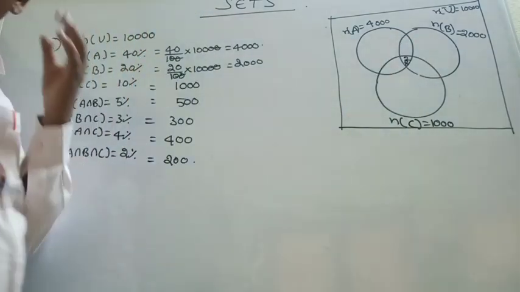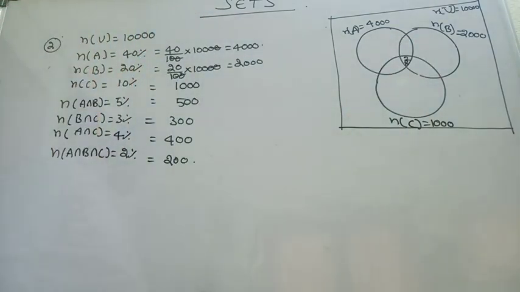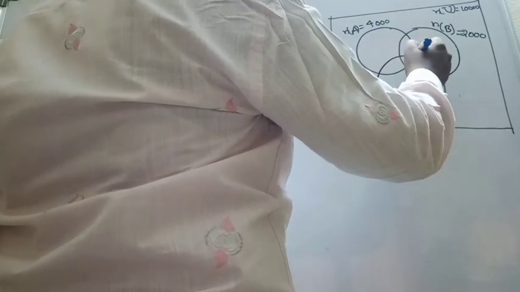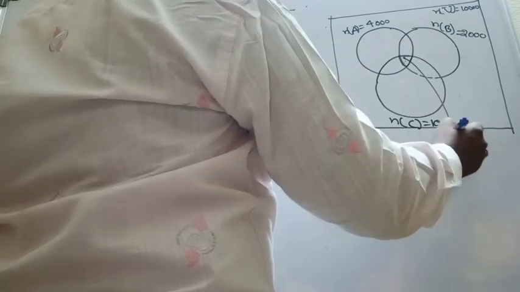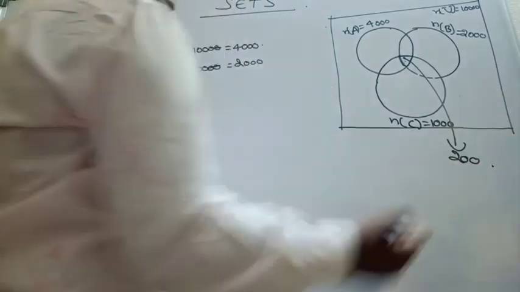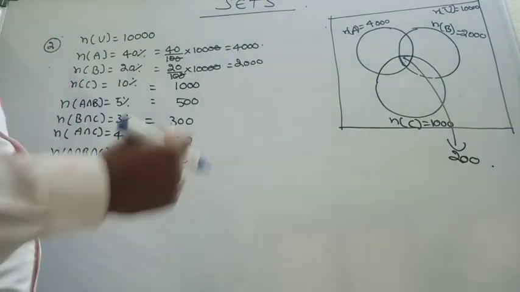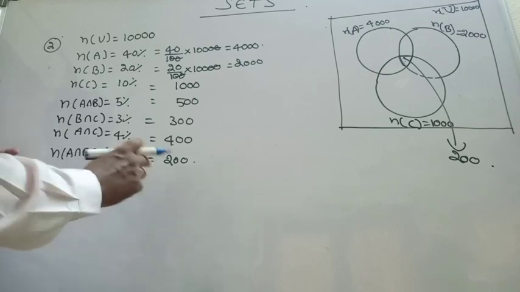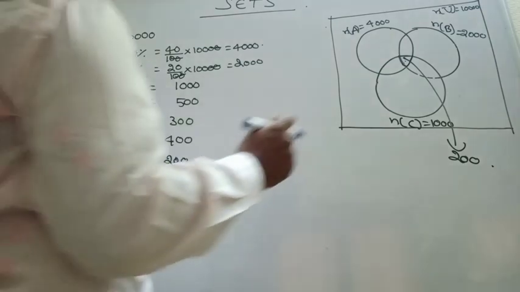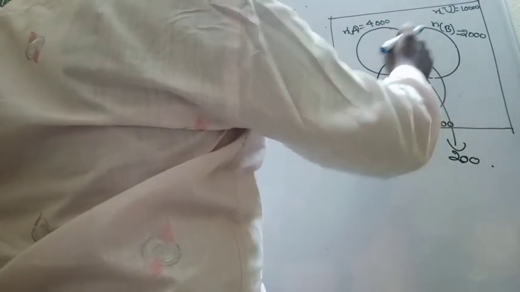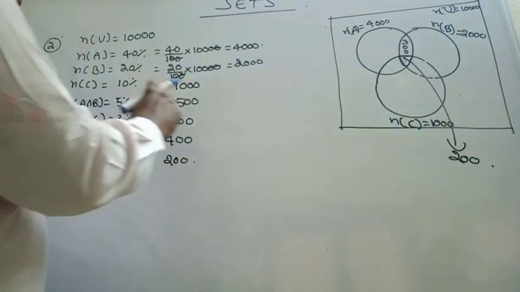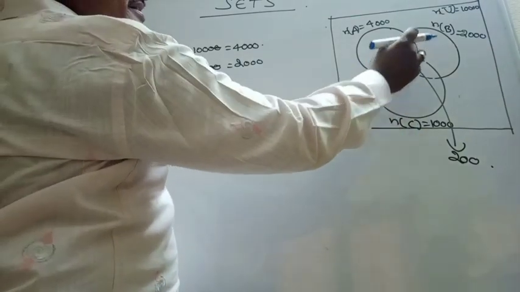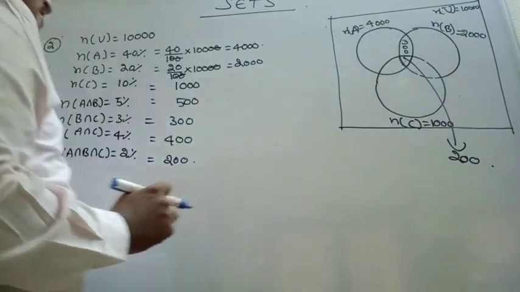My dear students, that in between part is 200. I am writing it here because the space is not sufficient. N of A intersection B is 500. Already 200 is there, therefore it becomes 300, because it is 500 means already 200 is here. 300 plus 200 becomes 500.